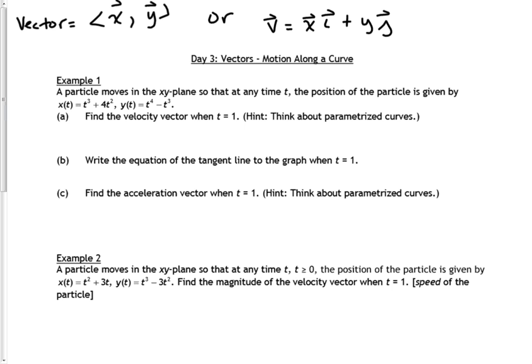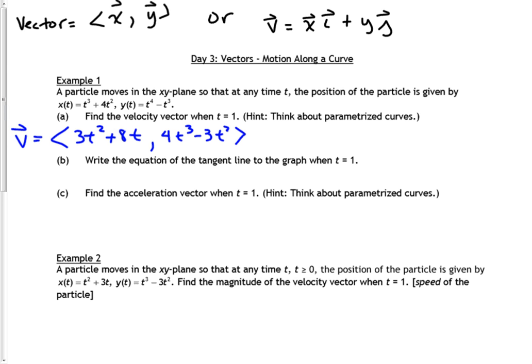A particle moves in the xy plane so that at any time t, the position of the particle is given by these two things. So we have an x, we have a y. So we need to find the velocity vector when t equals 1. So all we're going to do is, if we had a position function and we wanted the velocity, we would take the derivative. That's all we're going to do, and we're going to write it as a vector. So for my velocity vector, I would have for x 3t squared plus 8t. And then for my y, I would have 4t cubed minus 3t squared. So that's my velocity vector.